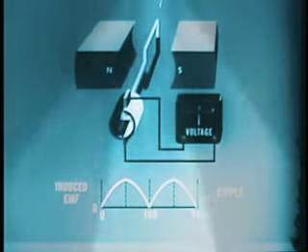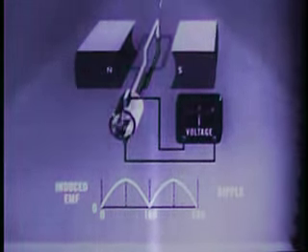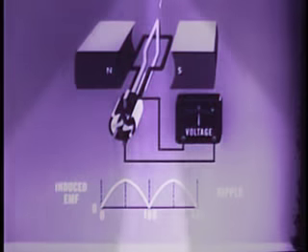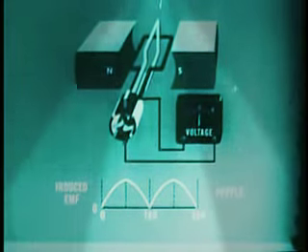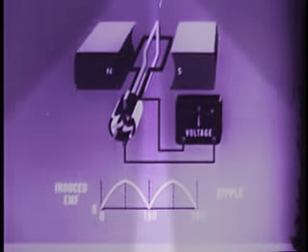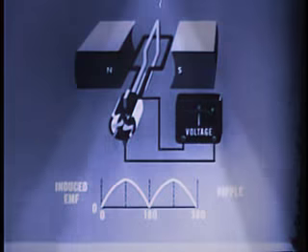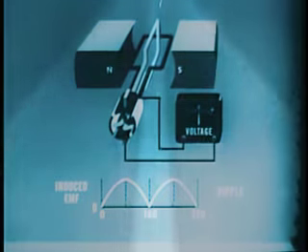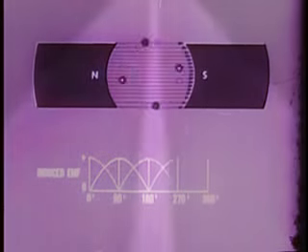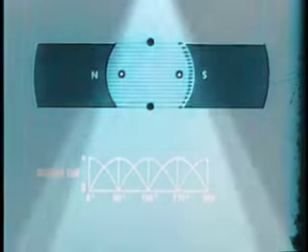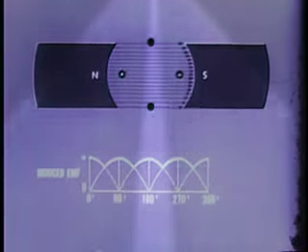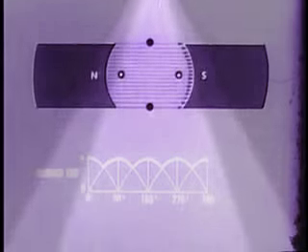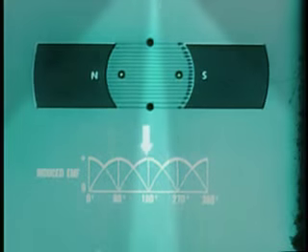This ripple can be reduced by adding more loops and more commutator segments to the existing armature. Two loops at right angles connected to four commutator segments provide two outputs instead of one. These outputs are 90 degrees displaced or apart, which combine to smooth the DC output. However, even with two loops and four commutator segments, the rectified curve is still somewhat irregular.